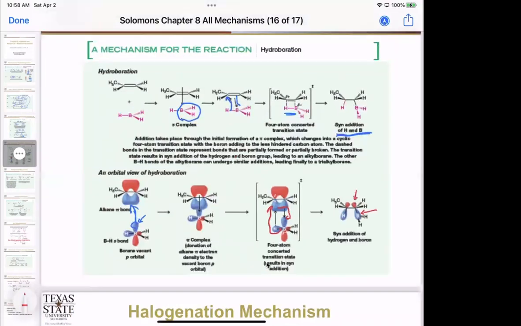All right, so this gives you a good idea. Remembering this transition state right here gives you a good idea that it's going to add syn addition, and the boron's always going to be on the least substituted side.